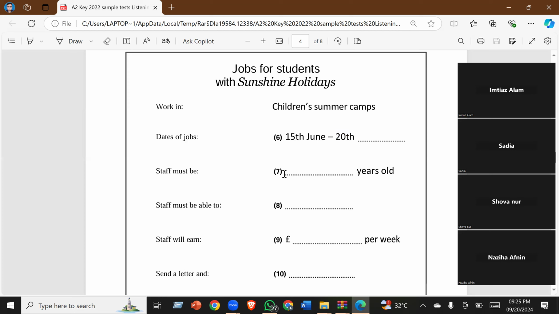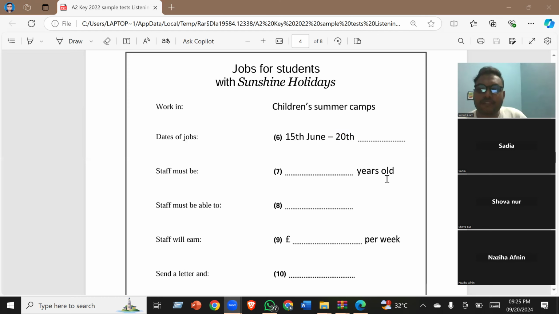Suppose in question number 7, can you say the afterwards words? Which are the afterwards words? Can anyone tell? Years old. Very good. Yes. So in question 7, you can see the afterwards words are years old. Now, are there any words in question 8? Can you see? There are no afterwards or initial words. Is this right?